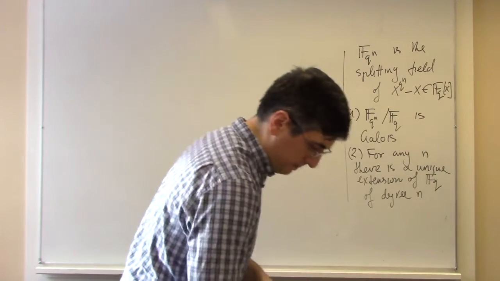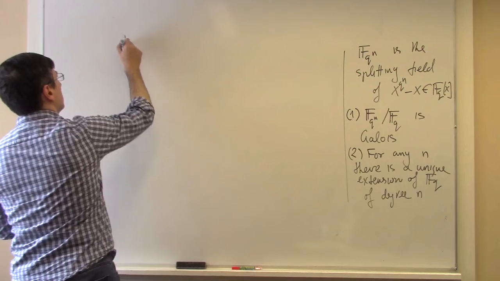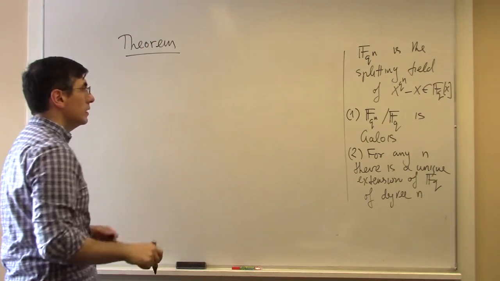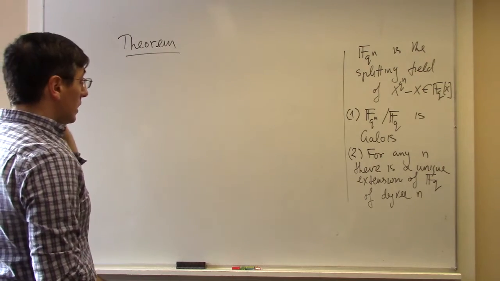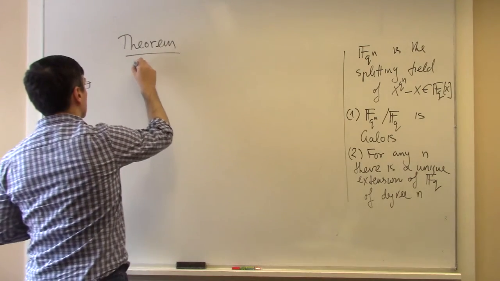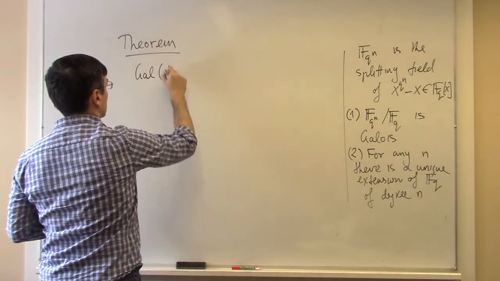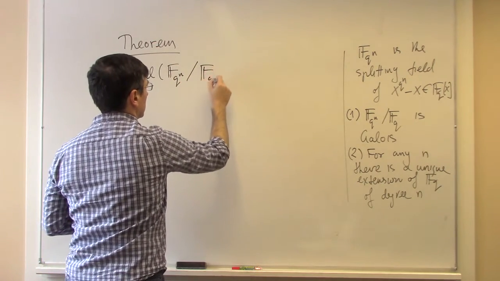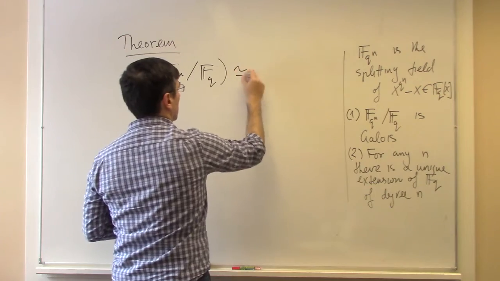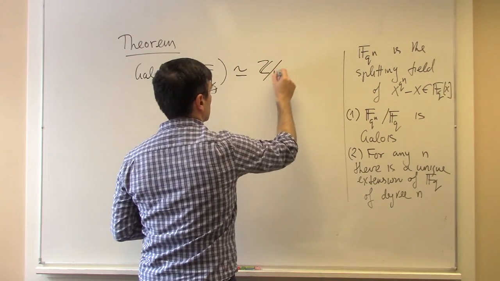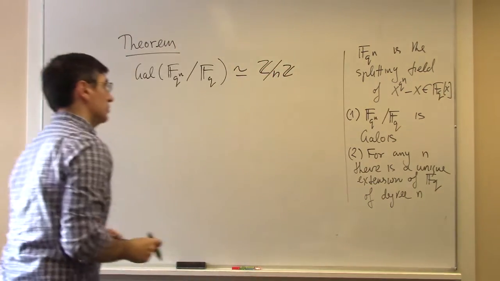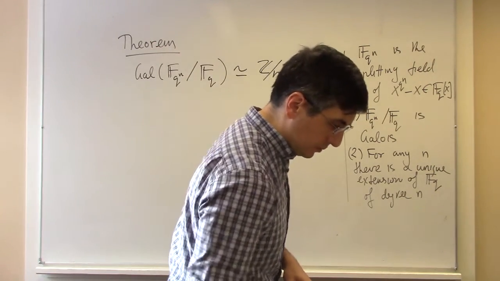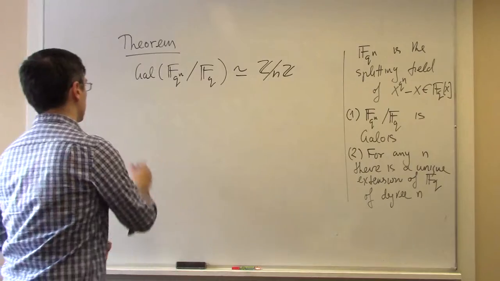And continue. There is this theorem. The Galois group of F_{q^n} over F_q is the cyclic group of order n. Alright, so proof.